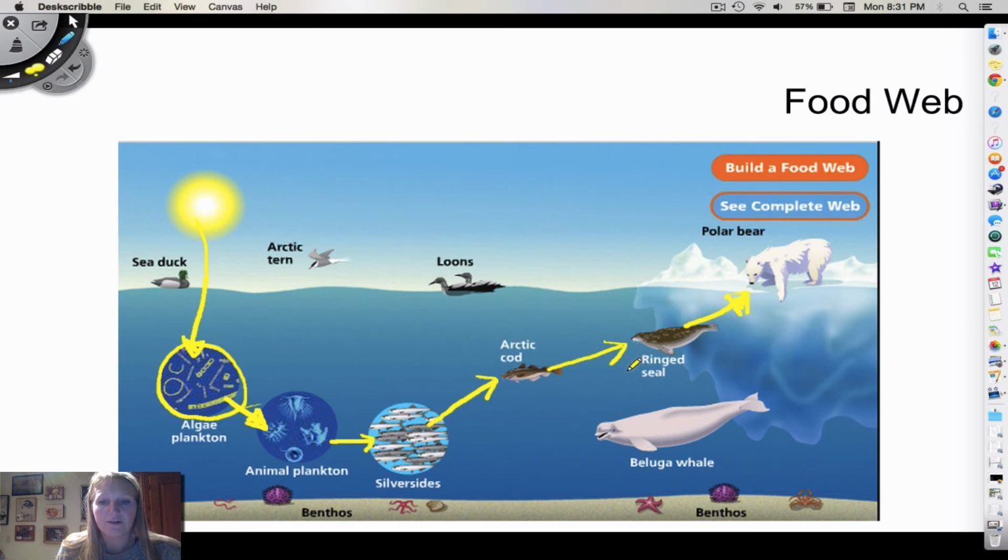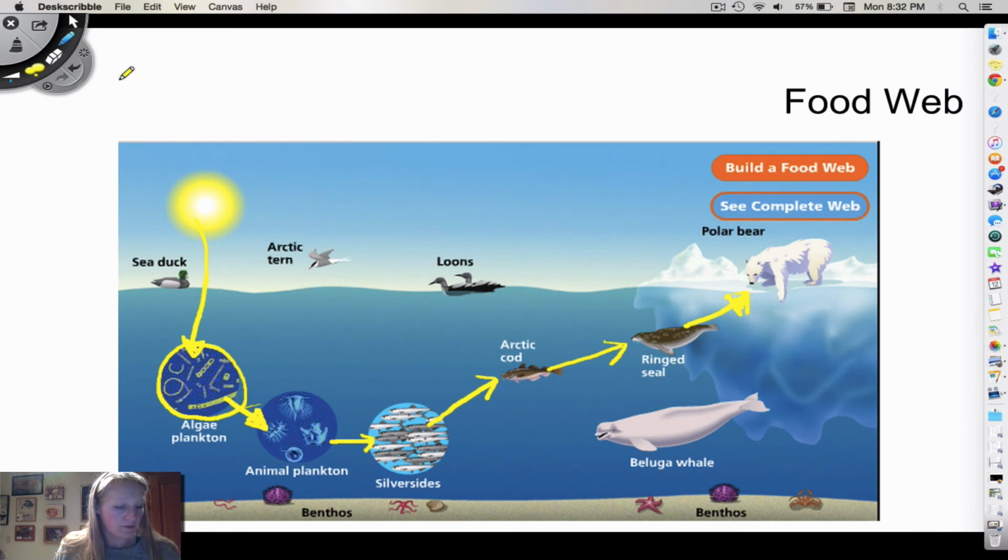Okay? However, it's not just the polar bear who eats the ring seal. It's not just the ring seal who eats the Arctic cod. It's not just the silversides that are eating the zooplankton. Okay? All of these things are interconnected. Okay, this is one food chain. So I just drew one chain, but really the way that organisms interact is it's not like these guys are the only ones that can eat these guys, it's not one directional all the time. There is a web that occurs, okay?